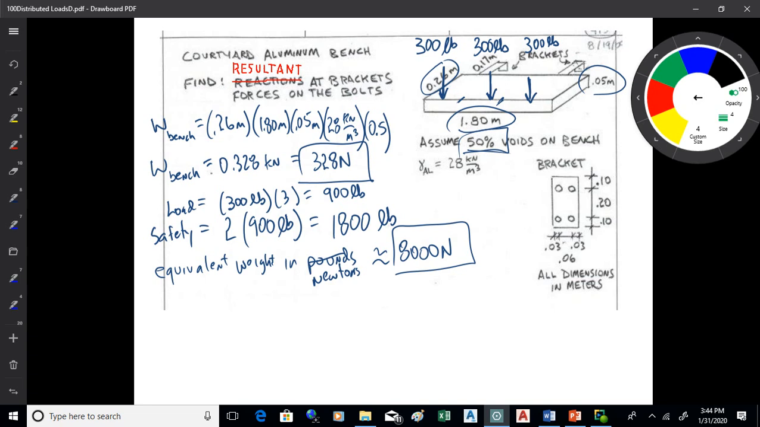All right, and that's going to get me the weight of the bench, which is 328 newtons. Now, I also got 900 pounds on that bench, so notice the weight of the bench really isn't much compared to the weight of the people. So I'm going to assume that load is 300 pounds times 3, 900 pounds. Now, I don't think too well in newtons, so notice I've got some units to fix here, don't I?